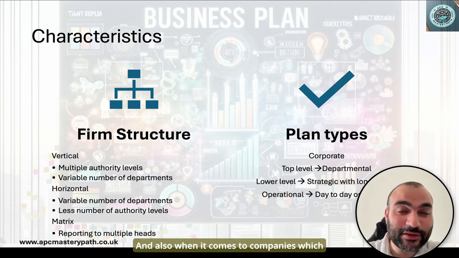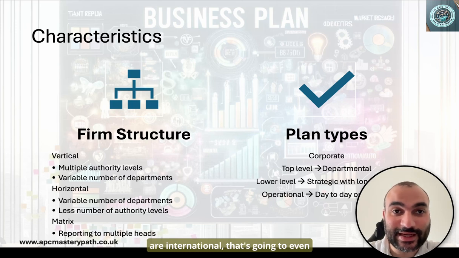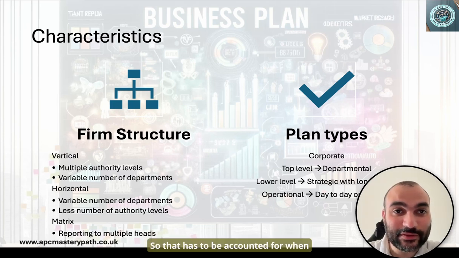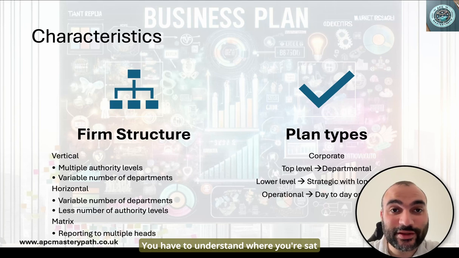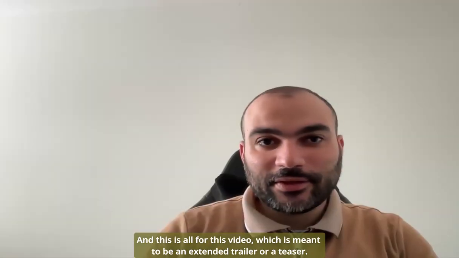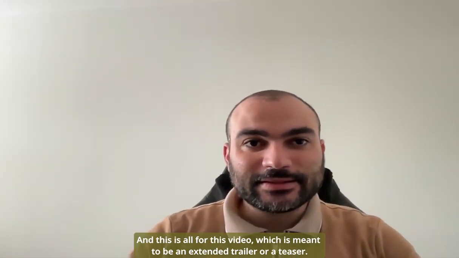And also, when it comes to companies which are international, that's going to be much more complicated because you're going to have to account for the country, the continent, and the global levels as well. You're going to have also to account for what's going to happen inside each and every single branch, different teams, different departments, and even different lines of production. So that has to be accounted for when drafting a business plan. You have to understand where you're sat in terms of the level of the business plan and the purpose of that business plan.